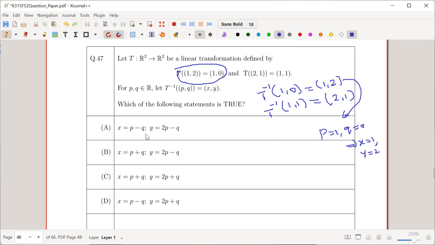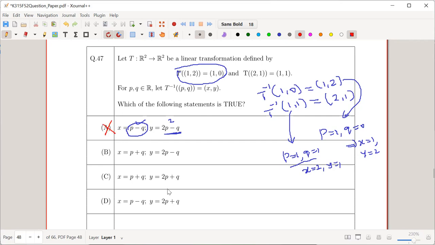So look at this one. If we substitute p equal to 1, q equal to 0, here we get 1 minus 0 is 1, therefore x equal to 1. Again, if we substitute p equal to 1, q equal to 0, we'll get y equal to 2. Now look at the same thing here. In this case, if you take p equal to 1 and q equal to 1, you'll get x equal to 2 and y equal to 1. But if you substitute here, 1 minus 1 is 0, you will get x equal to 0. Therefore, this option is wrong.